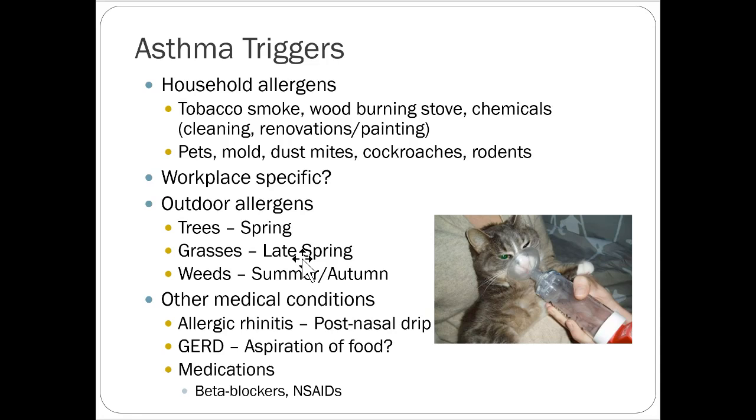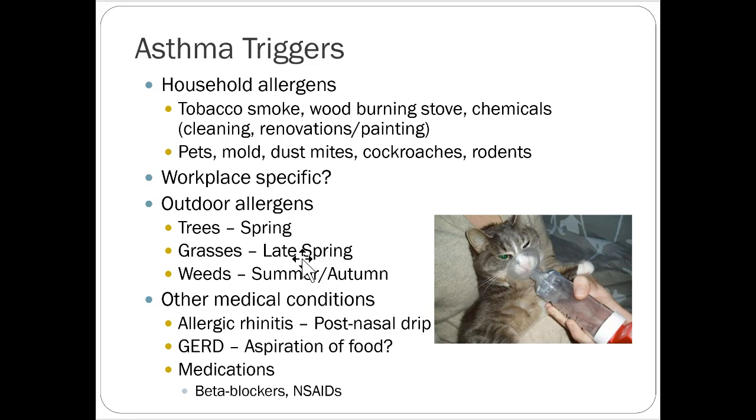NSAIDs. I've mentioned these a couple times, but just a reminder, these are non-steroidal anti-inflammatory drugs. These are ibuprofens, naproxens, Aleve, Advil, etc. Really common OTC pain meds. The reason why these are problematic is they shut down the body's natural production of prostaglandins and prostacyclins, and those can have some vasodilatory and bronchodilation effects that way.